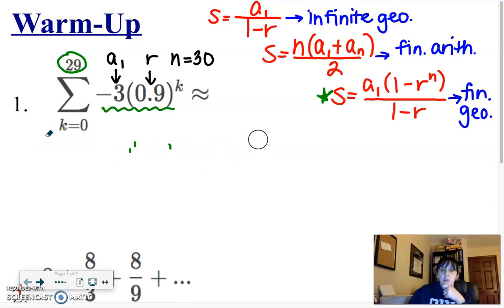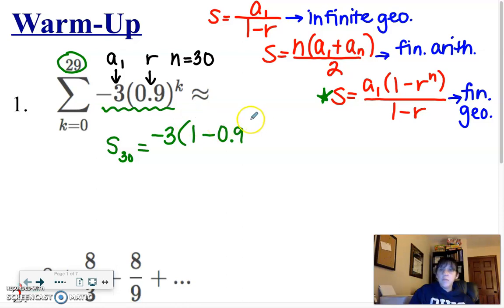Once you find all three values, you can just plug them into the formula to find the sum. So the sum of the first 30 terms would be equal to -3 is A1, times 1 minus R, which is 0.9, to the 30th power, over 1 minus R. And we're going to grab our calculator and type it in.